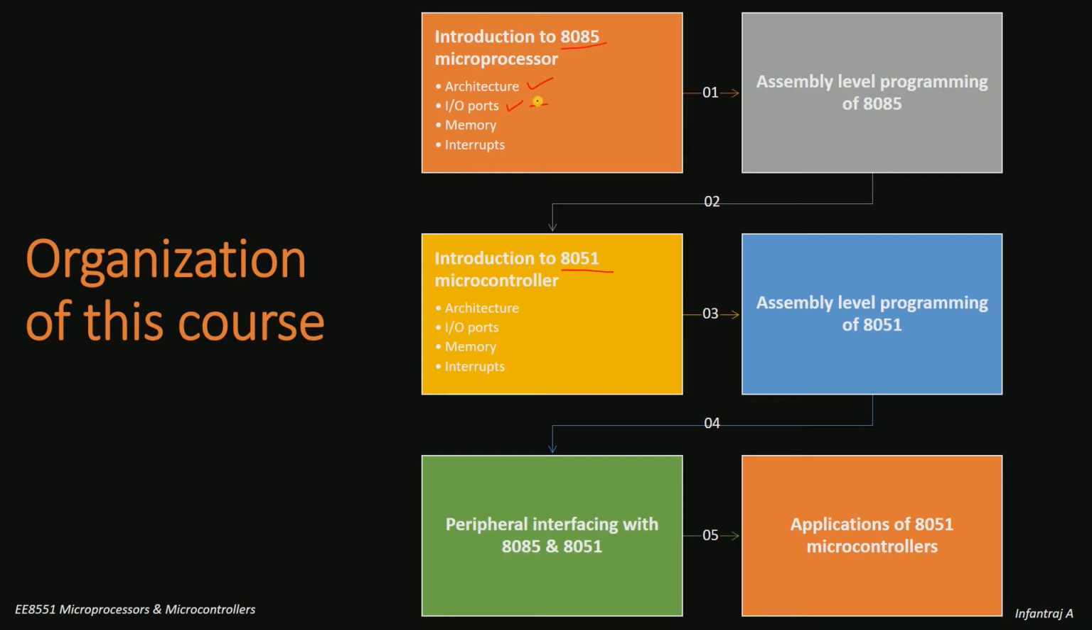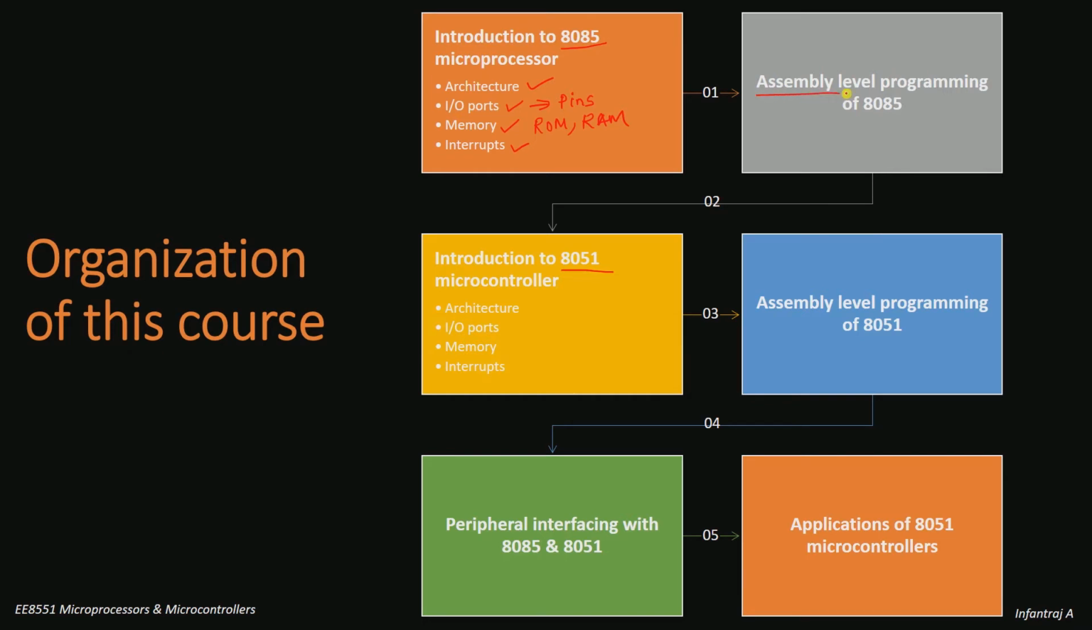Then I will talk about the I/O ports. I/O ports are basically the output and input pins you find in an integrated circuit. Here, specifically for 8085, we will be discussing them. And then we will talk about the memory, the two types of memory which you are already aware of, read-only memory and random access memory. Then I will talk about interrupts.